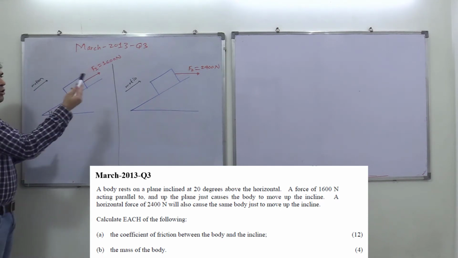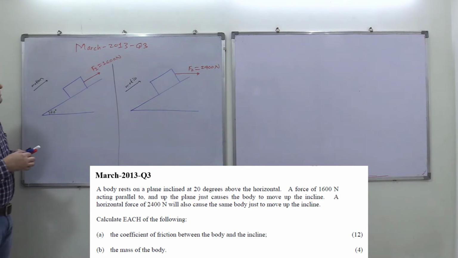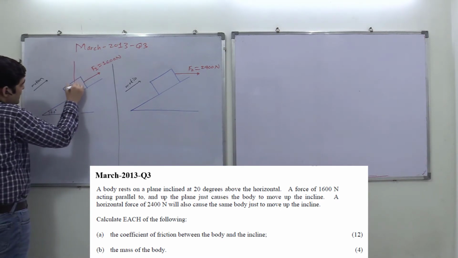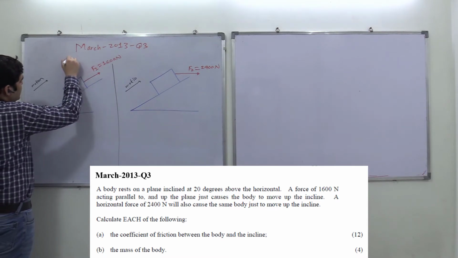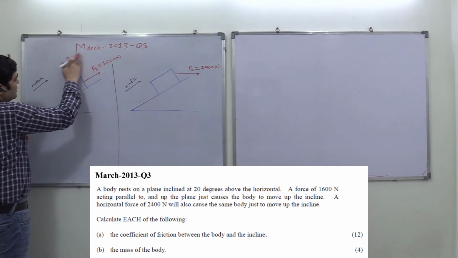Now, same body means the weight of the object is the same. Here we don't have a mass, so we will assume the weight is mg. What will be the weight?